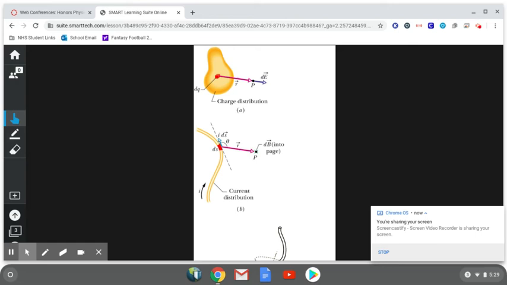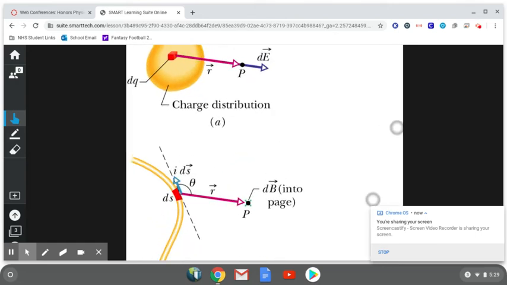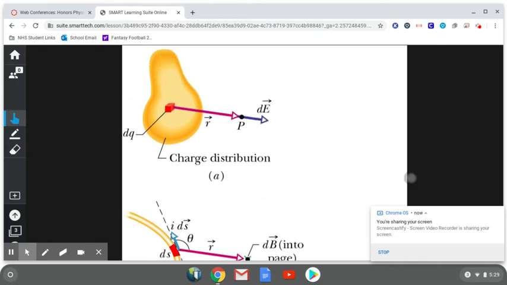Okay, what we're looking at here, if we zoom in and take a peek at this part right here, this is something we had seen when we looked at Gauss's law. Here's a little teeny chunk of charge dq that's making a little teeny E field dE at point P right there. They have this pear-shaped glob that they just call charge distribution, and the little bit of charge makes a little bit of E field.